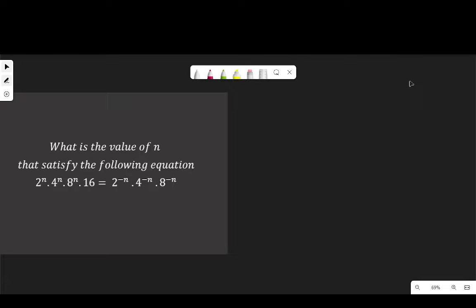To solve exponential equations like this, we need to be able to express the terms given to us in index form. For example, the index form of 4 is 2 to the power of 2, since 4 is 2 times 2. And the index form of 8 is 2 times 2 times 2, which is 2 to the power of 3. That of 16 is 2 times 2 times 2 times 2, in 4 places, that is 2 to the power of 4.